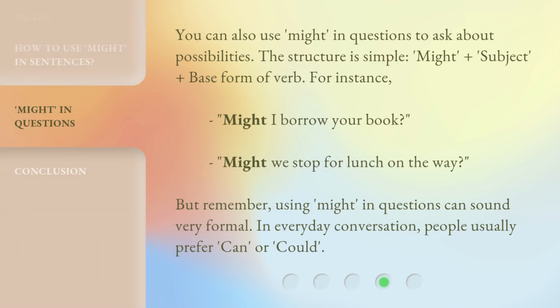You can also use might in questions to ask about possibilities. The structure is simple: might plus subject plus base form of verb. For instance, might I borrow your book? Might we stop for lunch on the way? But remember, using might in questions can sound very formal. In everyday conversation, people usually prefer can or could.